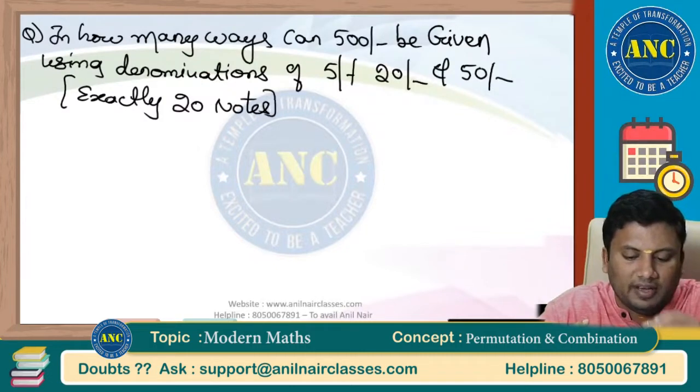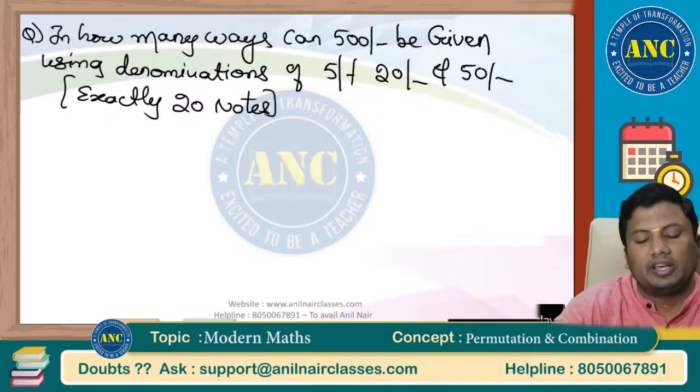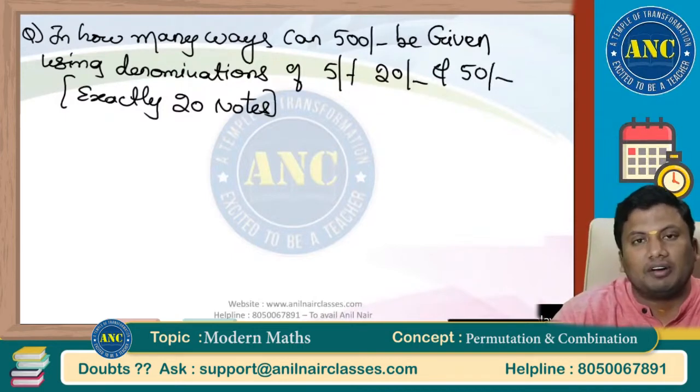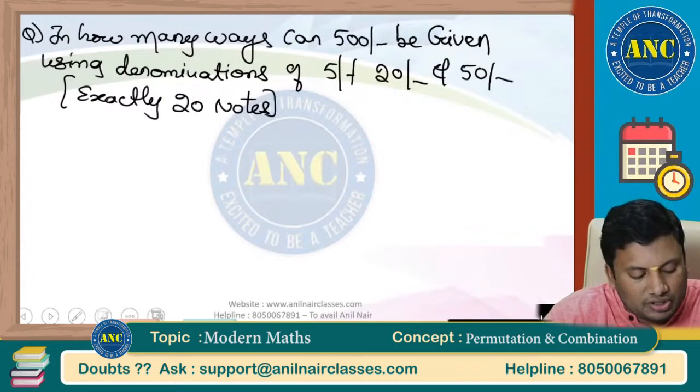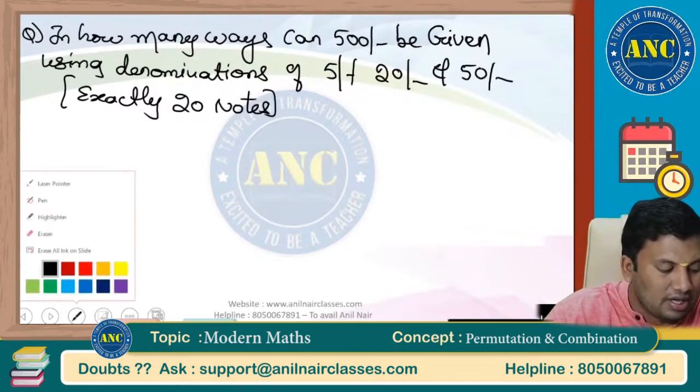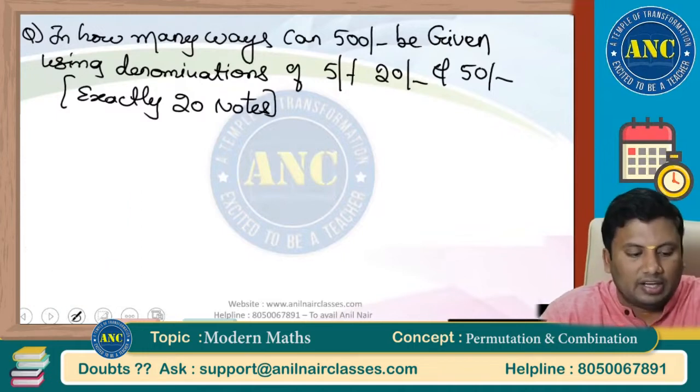In how many ways can 500 rupees be given using denominations of 5 rupees, 20 rupees and 50 rupees, that too using exactly 20 notes.